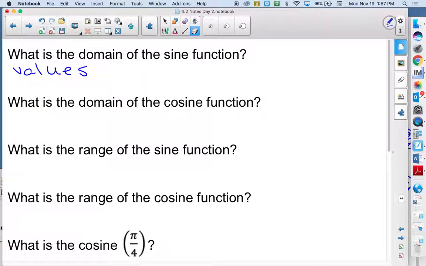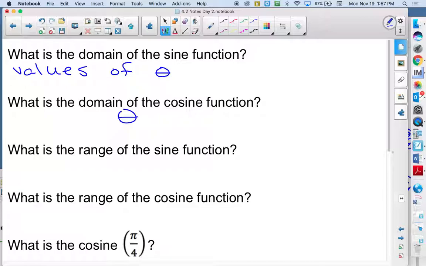So when you're finding the domain, you're really thinking about the values of the angle, because that's your input. We're thinking about an x value, which is really the angle. The output is the answer. So when you think about an angle, can an angle be positive? Can an angle be negative? Is there a lowest value an angle could be? Is there a highest value an angle can be? Or can it be anything?